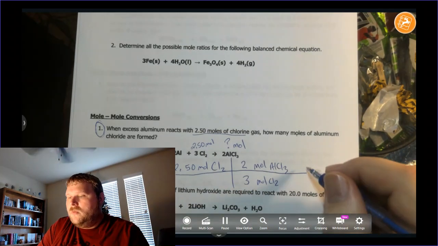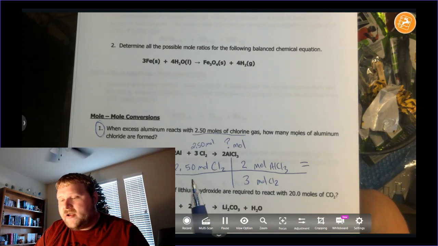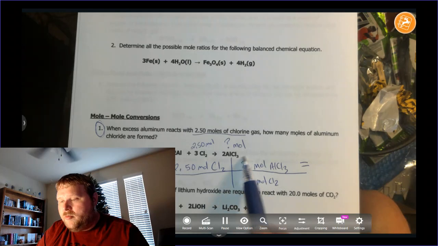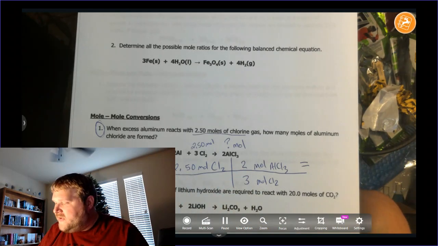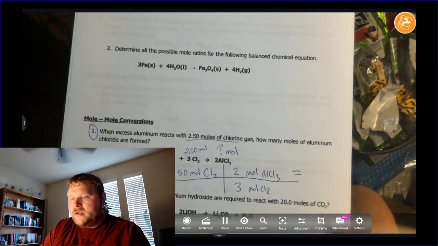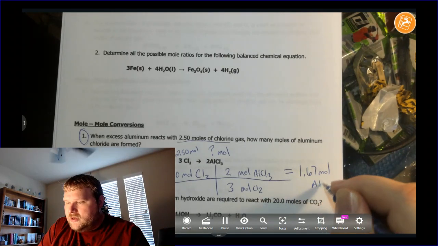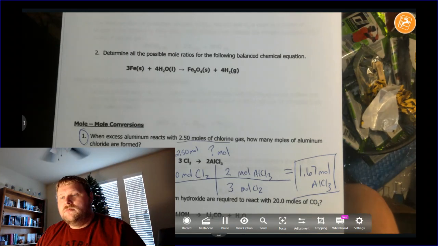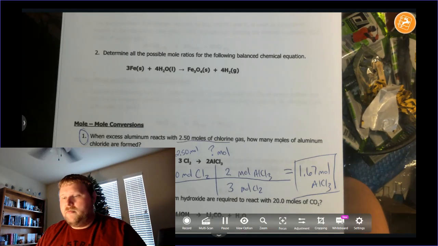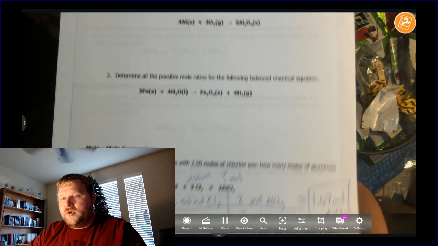And now all we have to do is calculate. So using our calculator, 2.5, any number that's on top in this is a multiplication. 2.5 times 2, which is 5. And then we'll divide that by 3. And then we'll round it to 3 sig figs, 1.67 moles of aluminum chloride. So that's a stoichiometry problem and nothing else. Mole to mole. All right, let's go to another type.